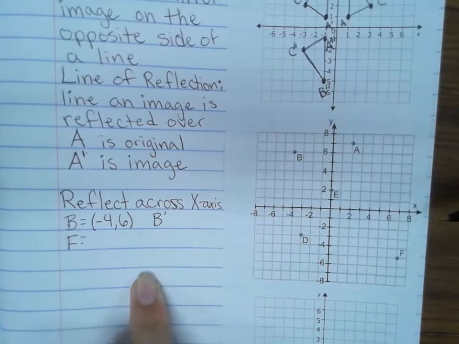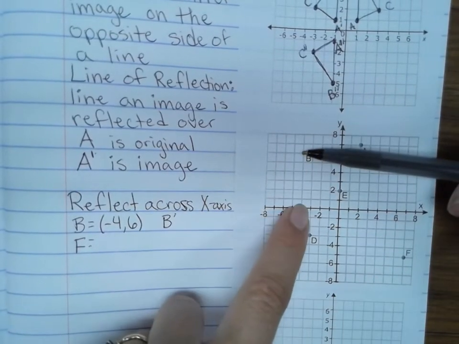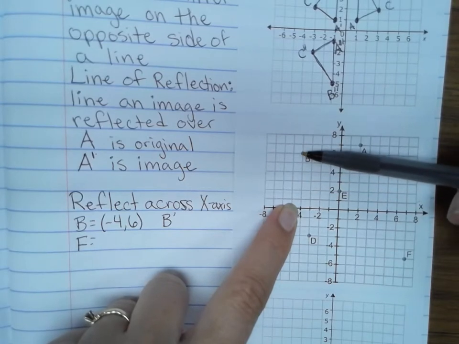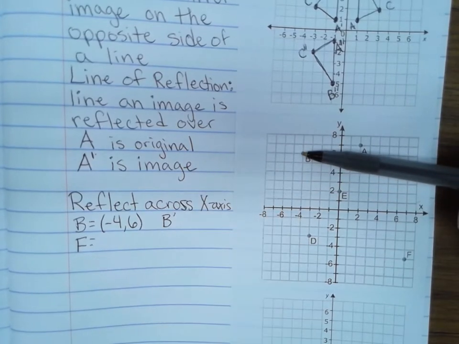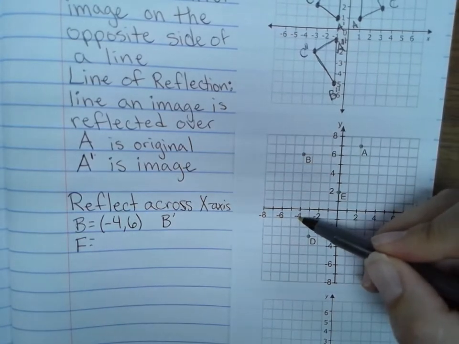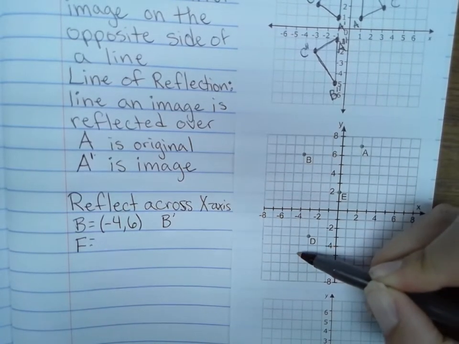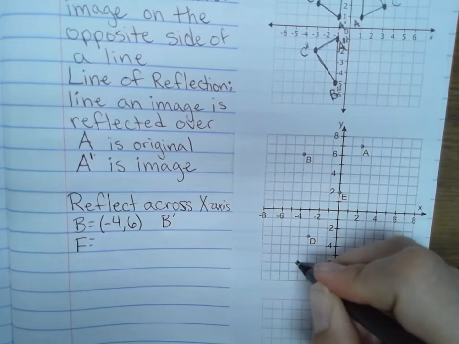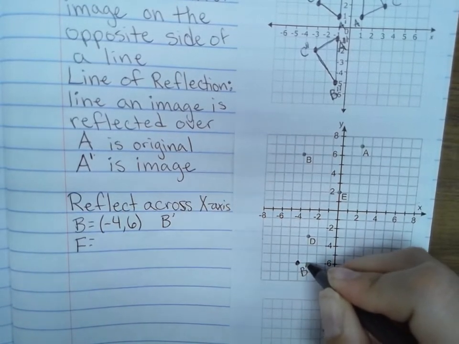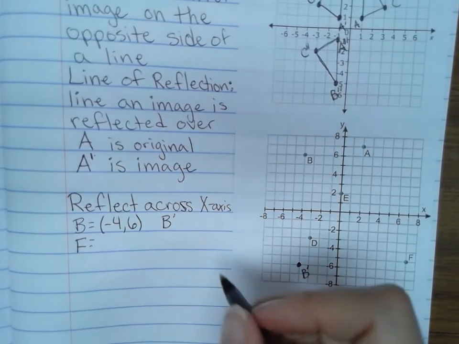Remember, you got to pick the right one. X-axis, so I need this to be my line of reflection. So if it's 1, 2, 3, 4, 5, 6 units away from the x-axis, I need to be 6 in the opposite direction. 1, 2, 3, 4, 5, 6. Put a dot there, and I want you to write B prime. There's our reflection across the x-axis.